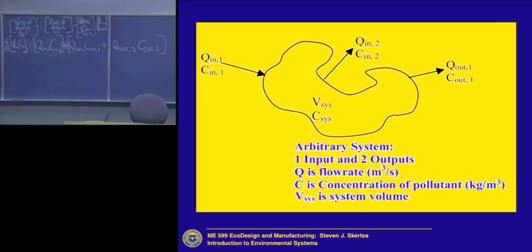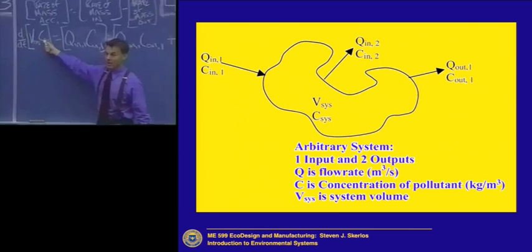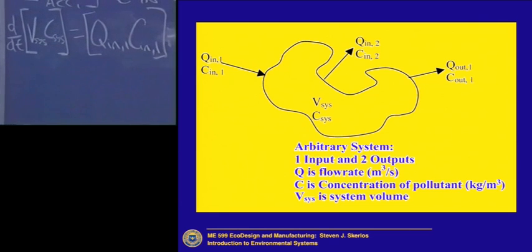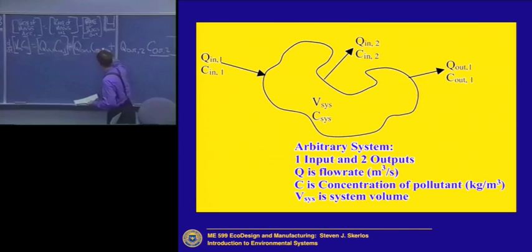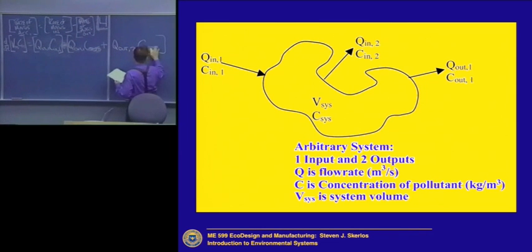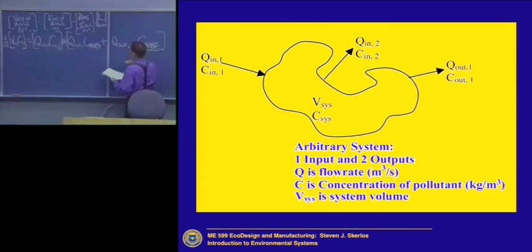What's C out equal to if we have instantaneous mixing? V system and C system. The question is, what is C out if we have instantaneous mixing? It means that the concentration of the outflow is going to be the same, because what's coming out comes from inside the system. So this is going to be C system, and C system. C out 1 and C out 2 are going to be the same.